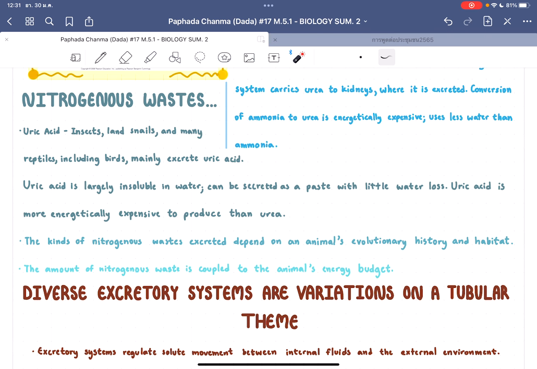Uric acid: insects, land snails, and many reptiles, including birds, mainly excrete uric acid. Uric acid is largely insoluble in water and can be secreted as a paste with little water loss. Uric acid is more energetically expensive to produce than urea. The kind of nitrogenous waste excreted depends on an animal's evolutionary history and habitat. The amount of nitrogenous waste is coupled to the animal's energy budget.